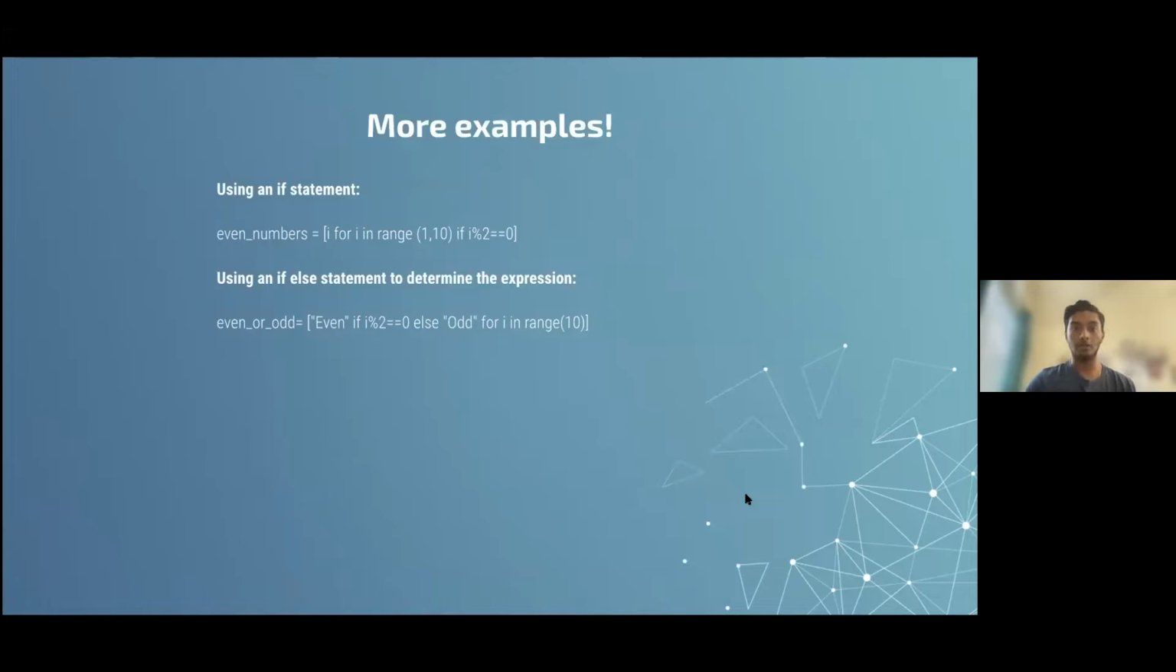There's some other examples too. Let's say you're using an if statement to find even numbers. Even numbers equals bracket I for I in range 1 to 10 if the remainder of I equals 0. For all even numbers, the remainder is 0, which means that this variable will represent all of the even numbers from 1 to 10. You could also use an if-else statement, even or odd. This statement shows which numbers would be even or odd using this list comprehension metric.